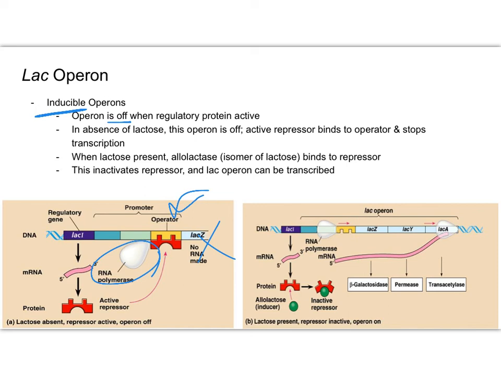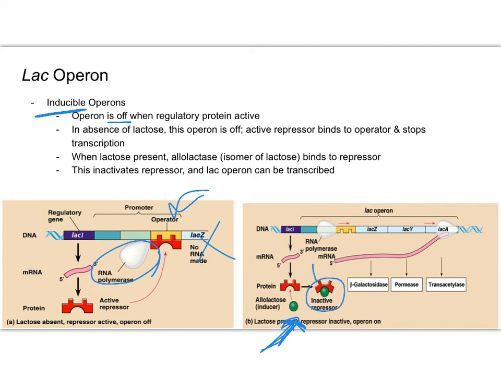However, when lactose is present, or any isomer, so any shape that is any form of lactose, basically. These are details you don't really need to know. So when lactose is present, okay, it will bind to the receptors. You can see this little green one here. Okay, so this little green one, that's my lactose or my allolactose. It will bind to the repressor, and you'll notice it changes the shape of the repressor.